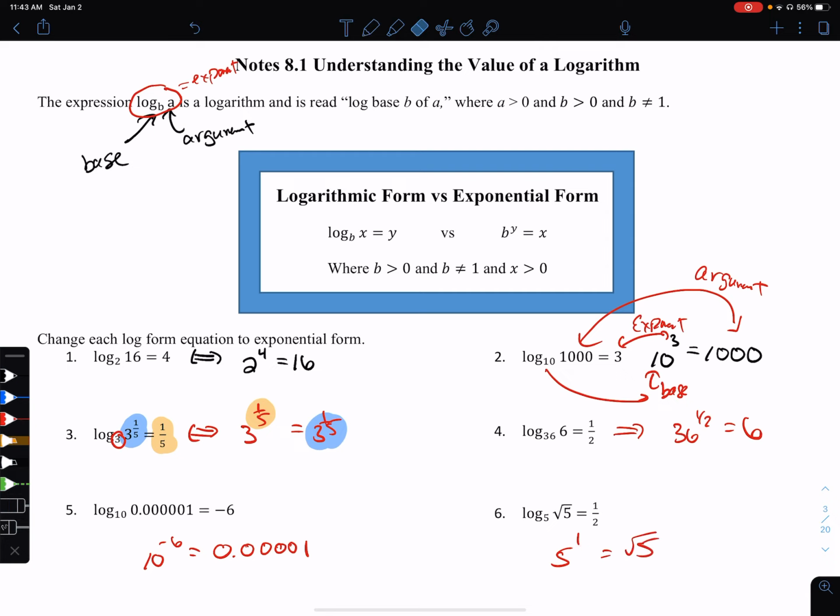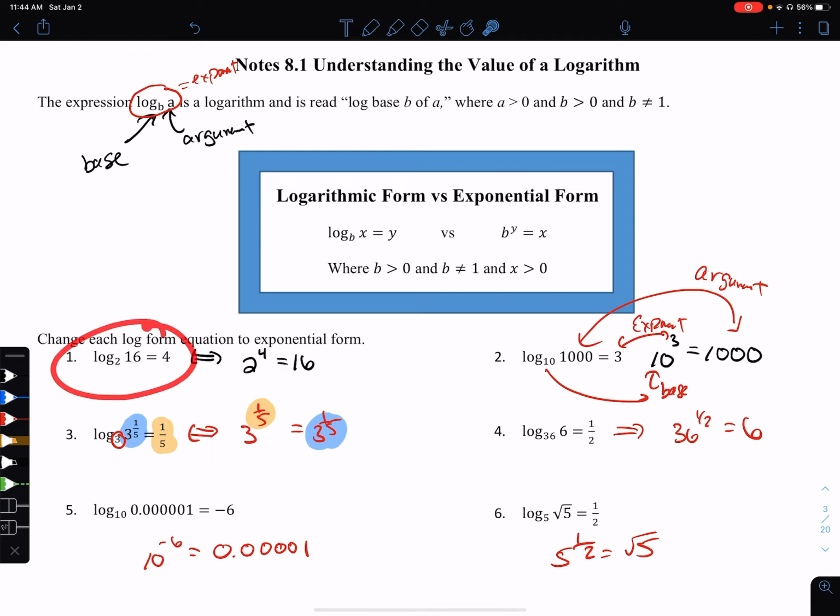Let's just look back through this and see factually if we think each of these things are true. 2 to the 4th is 16. 2 times 2 times 2 times 2 is 16. 3 to the 1/5 is 3 to the 1/5. 10 to the -6, we take the number 1 and move the decimal point to the left 6 times, and that gives us this little fella. Here we got 10 to the 3rd is 1,000. 10 times 10 times 10 is 1,000. 36 to the 1/2 means the square root of 36 is 6. And 5 to the 1/2 is equivalent to saying the square root of 5. So those all check out.